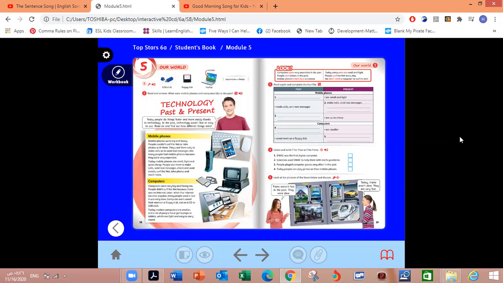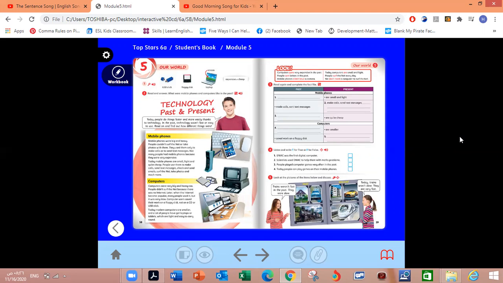Now, my dear students, let's start our new lesson. Our lesson today is Our World, Module 5. You will find this lesson in your student book, page 58, and your workbook, page 48.